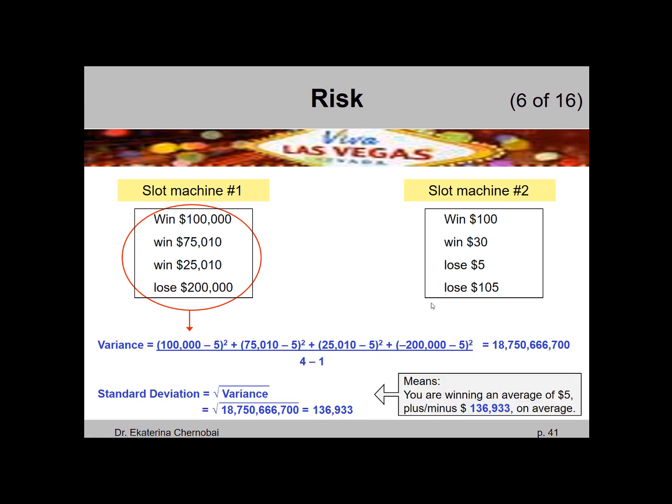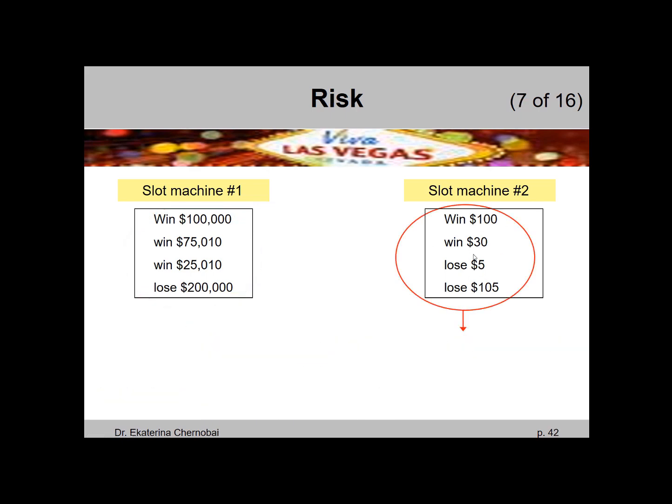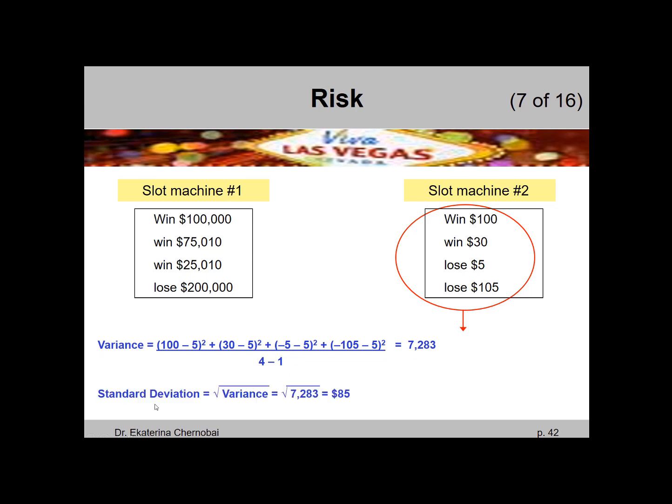We can now do the same calculation for slot machine number 2. Squared deviations from the mean added up, divided by 3. So not by 4, but 4 minus 1, which is 3. That's the variance. The square root of that is the standard deviation, $85, which means we are winning on average $5, but the actual amounts we would be seeing are on average $85 above or below $5. So again, it's the average distance in either direction from the mean.